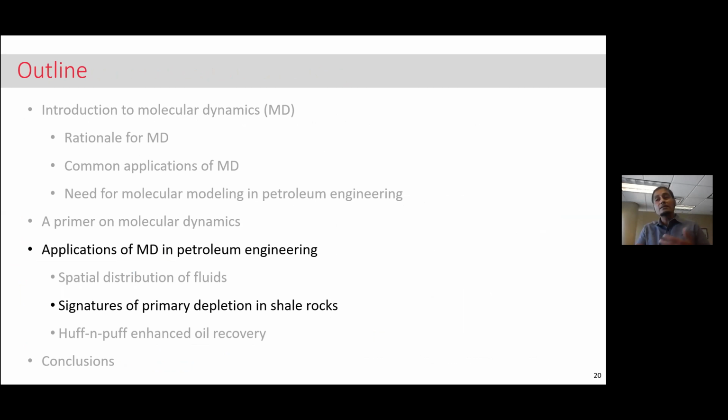Okay, are there any other things that I need to be concerned about because some of the molecules are adsorbed and some of them are not? Some of them are free fluids.